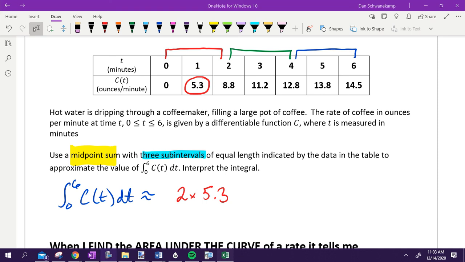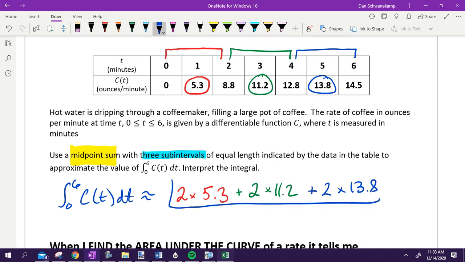Renee, what's my second interval going to be here? What's the width? 2. And then my height? Good. 11.2. That's the middle number. And then I'm doing my last one. Madison, what's the width of my last one going to be? 2. What's the height going to be? 13.8. This is my answer.